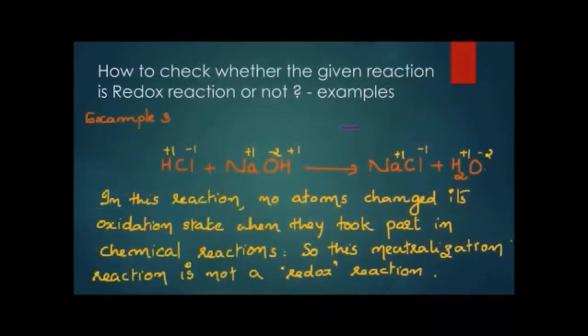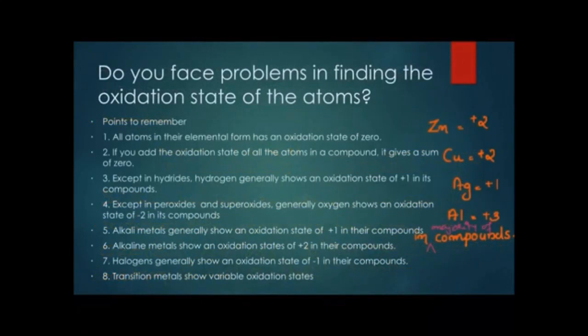So in this neutralization reaction, no atoms changed their oxidation state when they took part in the chemical reaction. So this neutralization reaction is not a redox reaction. How to find the oxidation state of atoms? You have studied this in your school, but if you forgot, then I will give you some hints to remember all the concepts that you studied in your school. All atoms in their elemental form have an oxidation state of 0. So if an atom stays alone, then its oxidation state will be 0.